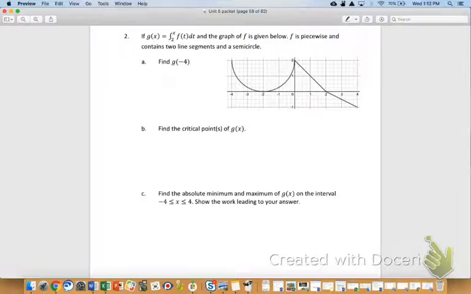So we got a graph of f. And we also have this g of x function, right? What kind of function is g of x? Accumulation. So maybe you remember from number 1, there was no accumulation function. It was just, here's the graph of f prime. Let's figure some stuff out about f. Here we have this actual accumulation function and a graph of f to go along with.